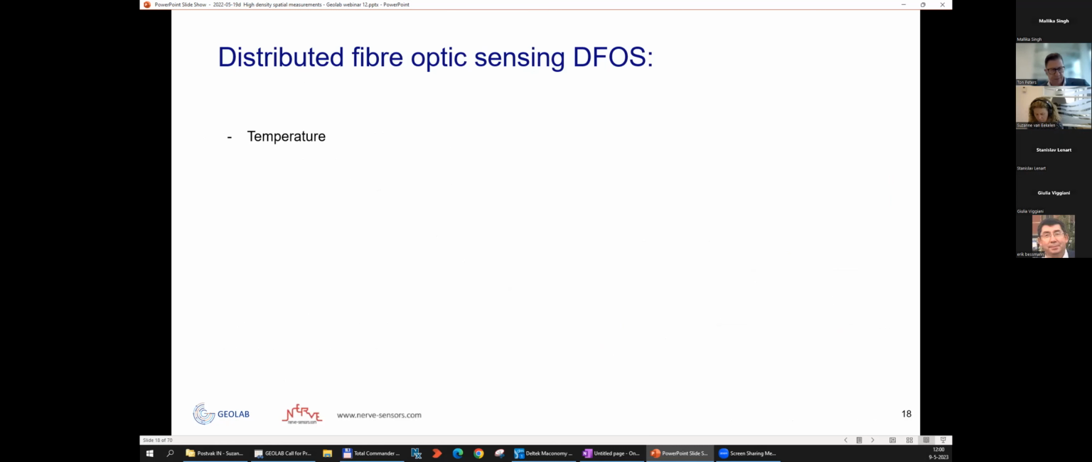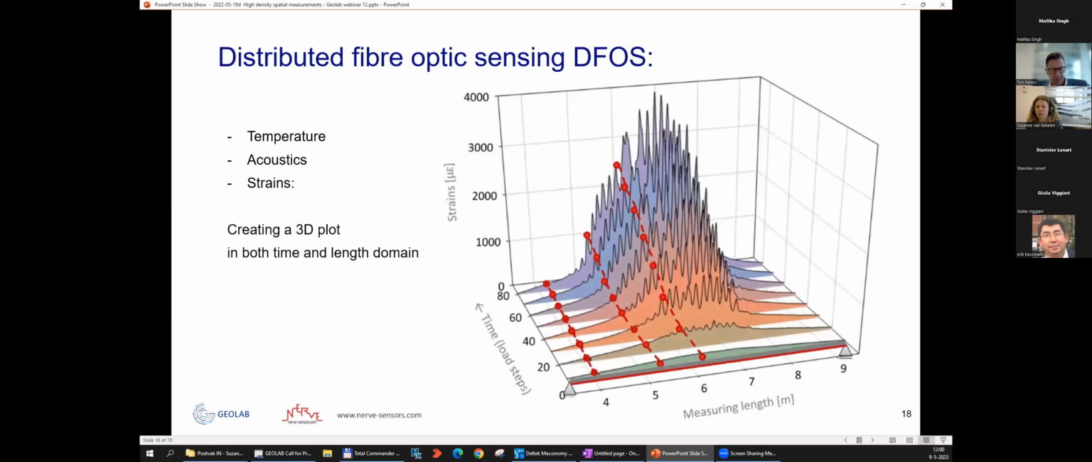And optic fibers are basically used to measure temperature, acoustics, or strains. And here we see strains. You can create a three-dimensional plot, both in the time and in the length domain. Here we see the development of strains along the time, which is on the left-hand side axis. Here, the time.